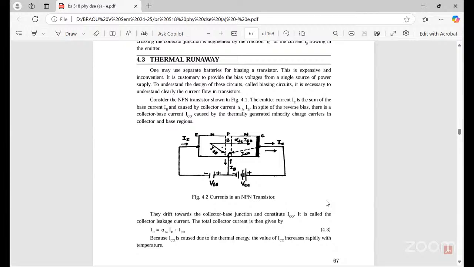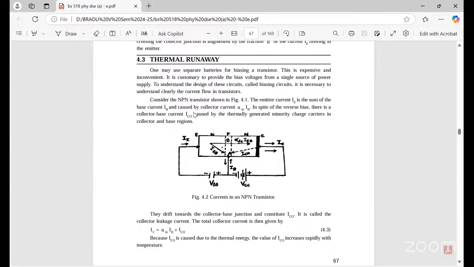Thermal means temperature related. Operating separate batteries for biasing a transistor is expensive and inconvenient. Why? Because the bias voltage can be provided from a single source of power supply. So to understand the design of these circuits, which are called biasing circuits, it is necessary to understand clearly the current flow in the transistor here.